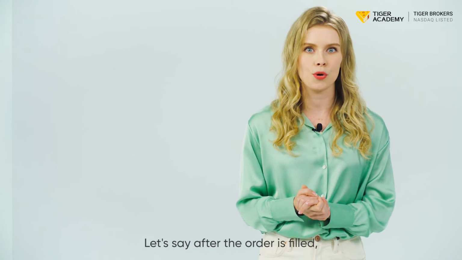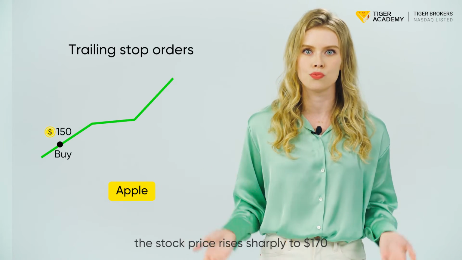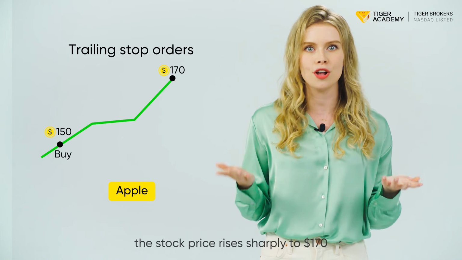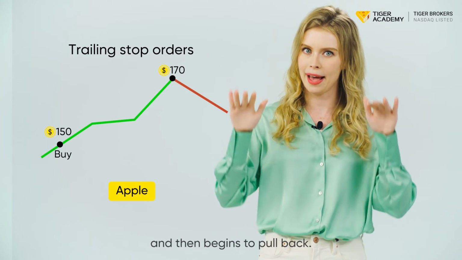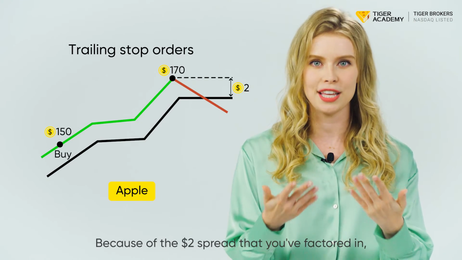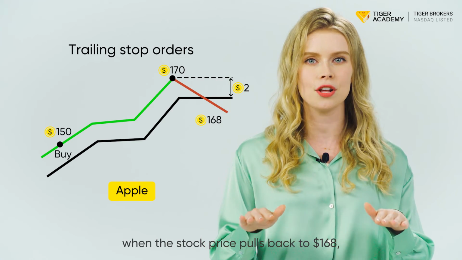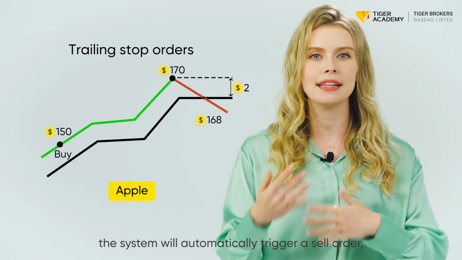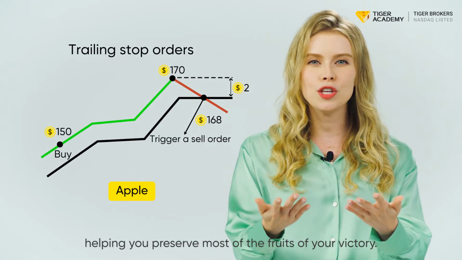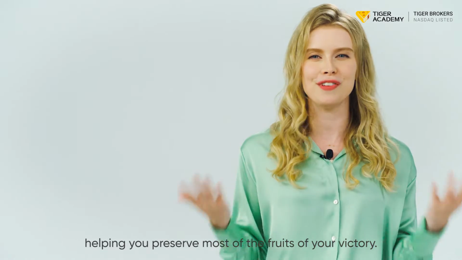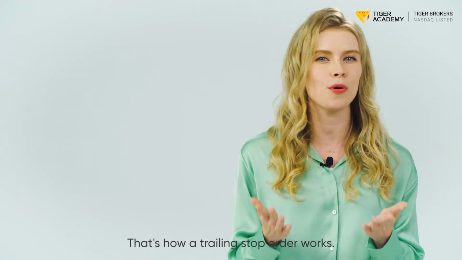Let's say after the order is filled, the stock prices rise sharply to $170 and then begin to pull back. Because of the $2 spread that you factored in, when the stock price pulls back to $168, the system will automatically trigger a sell order, helping you preserve most of the fruits of your victory. That's how a trailing stop order works.